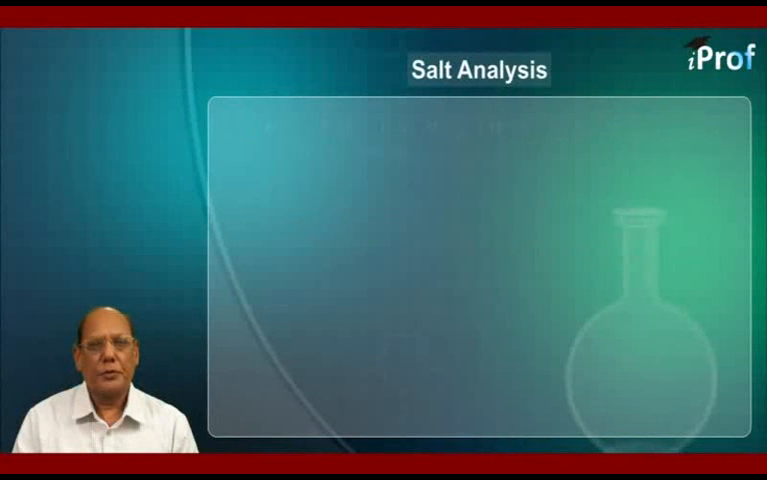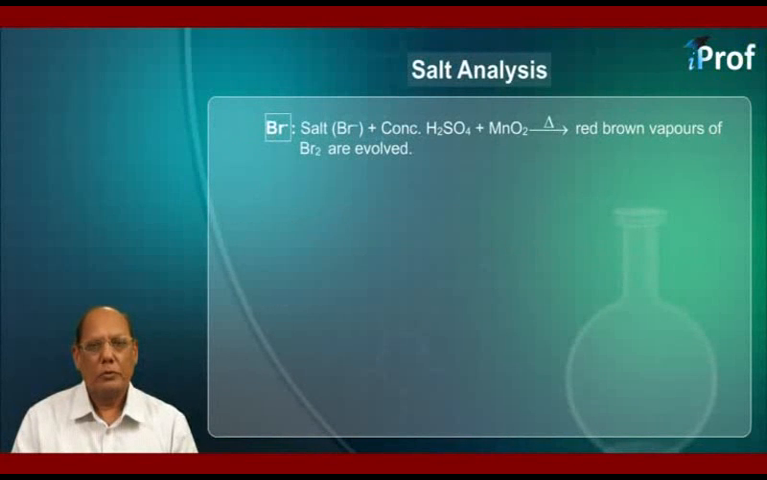Well, the next is bromide ion. For that, we take the salt containing bromide plus concentrated sulfuric acid plus MnO2 and heat the mixture. Red-brown vapors of bromine are evolved.